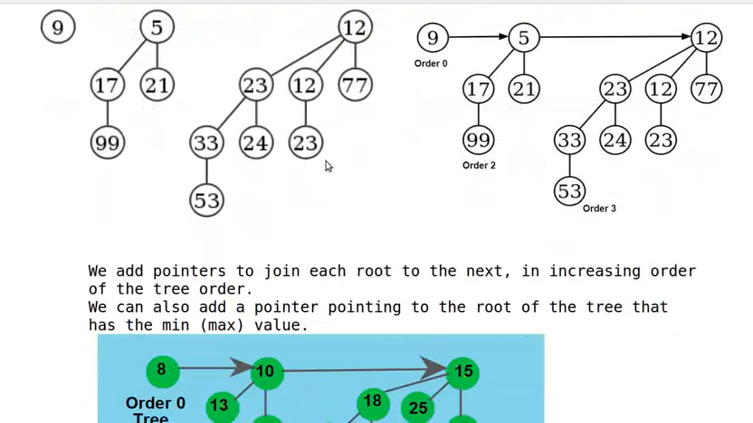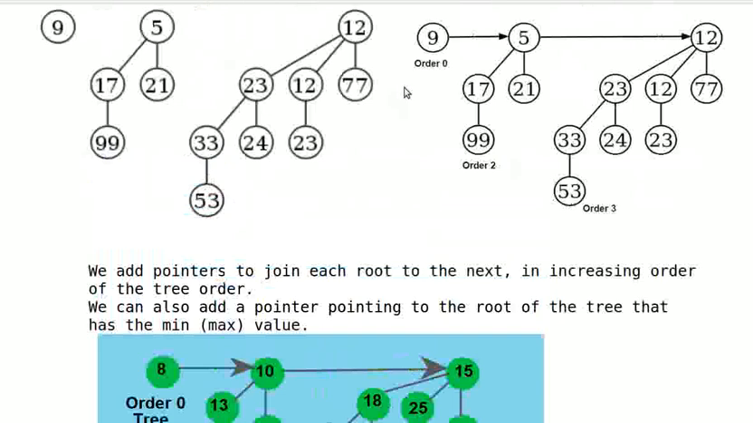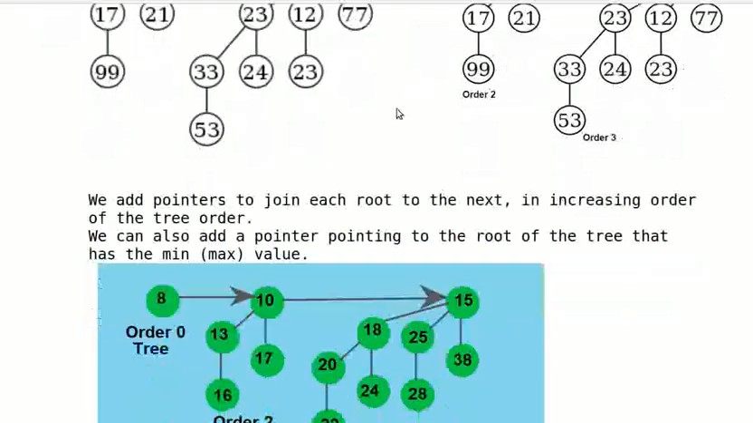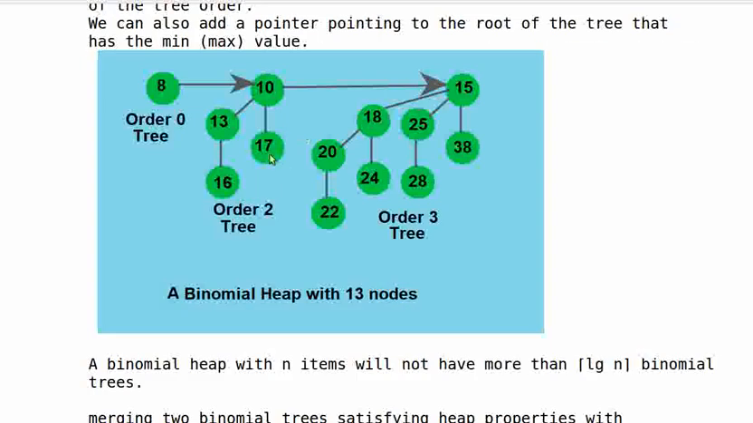So we can add pointers to join each root to the next in increasing order of the tree order, starting from maybe B0, from the smallest. And we can also add a pointer pointing to the root of the tree that has the minimum value. So here's another example, a binomial heap with 30 nodes. This B0 points to B2, points to B3. And then we can make another pointer pointing to this smallest element, that's 8. Another pointer.